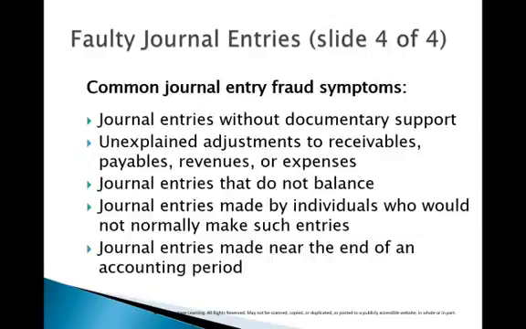So common journal entry fraud symptoms: journal entries without documentary support, like in the case of WorldCom where they're crediting expenses and calling them fixed assets. There was no documentation to support what they're doing. There was just a brief explanation that this was prepaid capacity. Because it wasn't a legitimate journal entry, there's no documentation that goes along with it. So when people come and do the audit, like the external auditors at WorldCom, there's no documentation to support what happened. And so it raises questions about whether this was a legitimate journal entry.